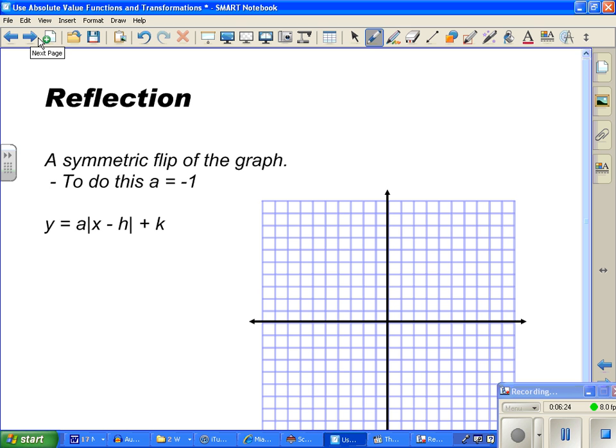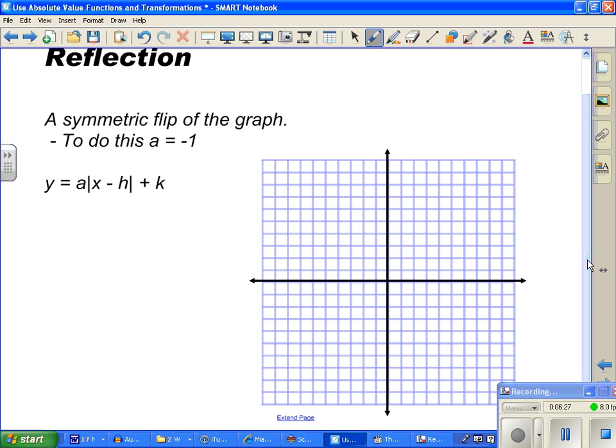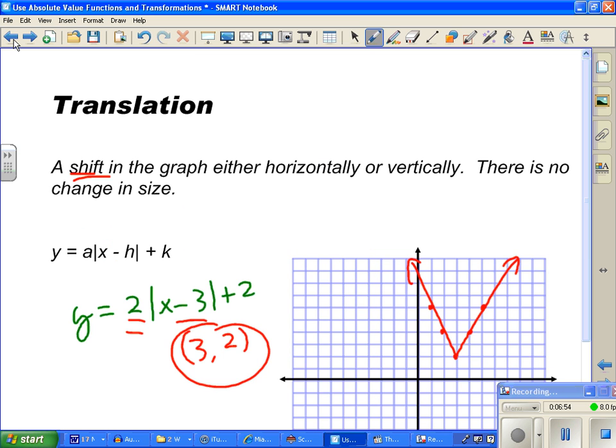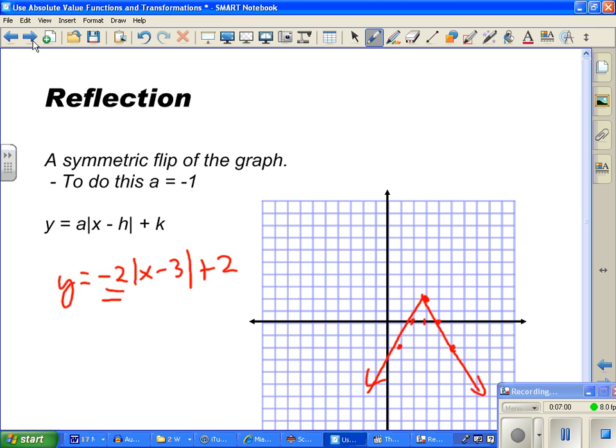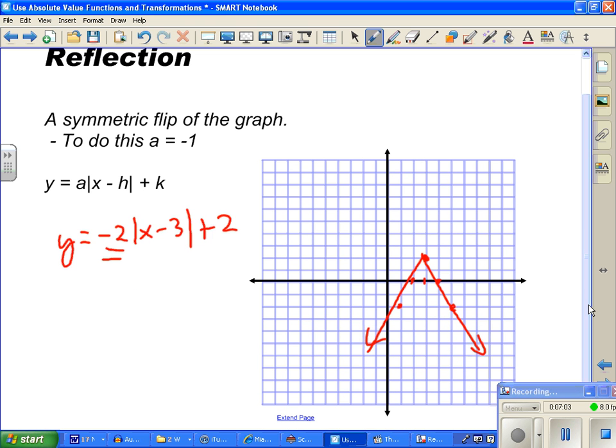A reflection. To do a symmetric flip of a graph, all you have to do is make a negative. So if I had the same graph, y equals negative 2 times the absolute value of x minus 3 plus 2, I still have the same vertex. I'm at 3, 2. But now my slope is negative 2. So now I go down 2 over 1, and the same thing on the other side. My graph is a complete flip of the last one, just by making this negative. If it's negative, it's got to open down. If it's positive, it's got to open up.